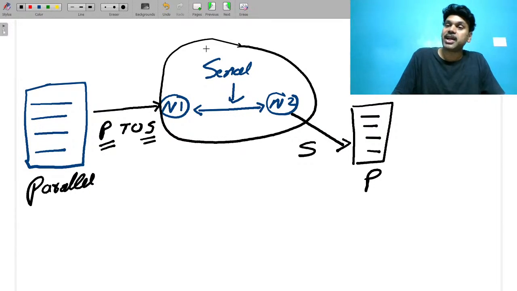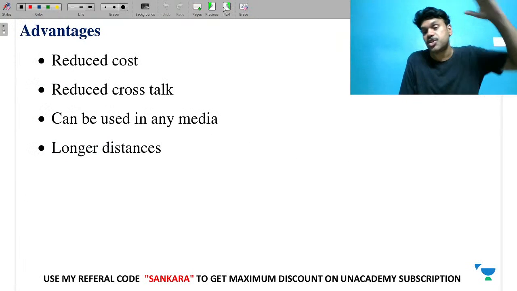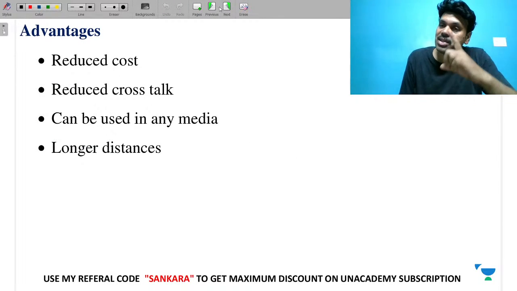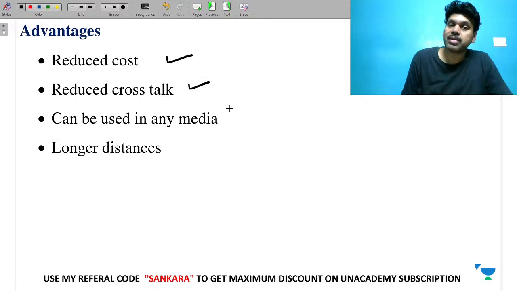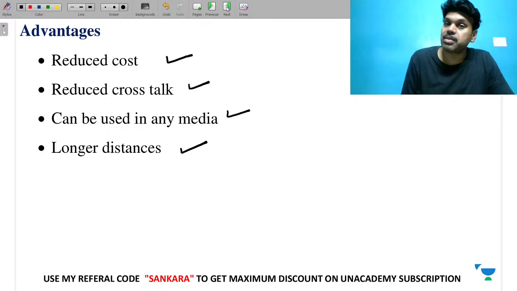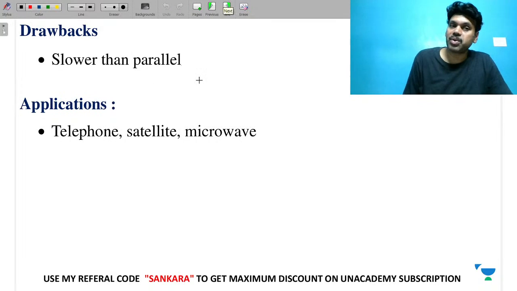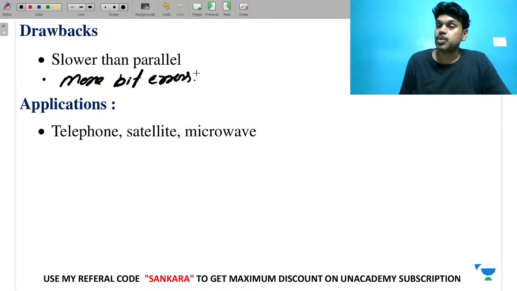So my dear friends, the advantage of serial transmission is that it is inexpensive. As it is inexpensive, it is suitable for longer distances. As there is only one channel available, there is no crosstalk or overlapping. These are the advantages of serial transmission. And what is the main problem? Bit errors are more, it is very slow, and there are more bit errors.